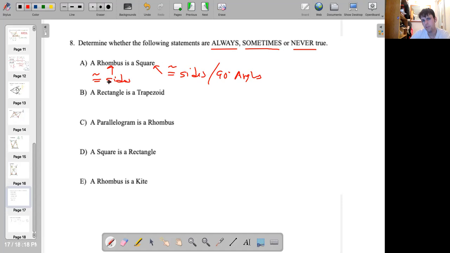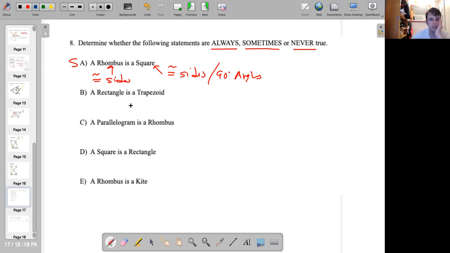So is this sometimes true, always true, or never true? This one is a sometimes, because we could draw a rhombus as a square, but we could also draw a rhombus that's not a square. So this one's going to be a sometimes true. I'm just going to write an S for it, sometimes true. All right, let's look at the next one, rectangle.